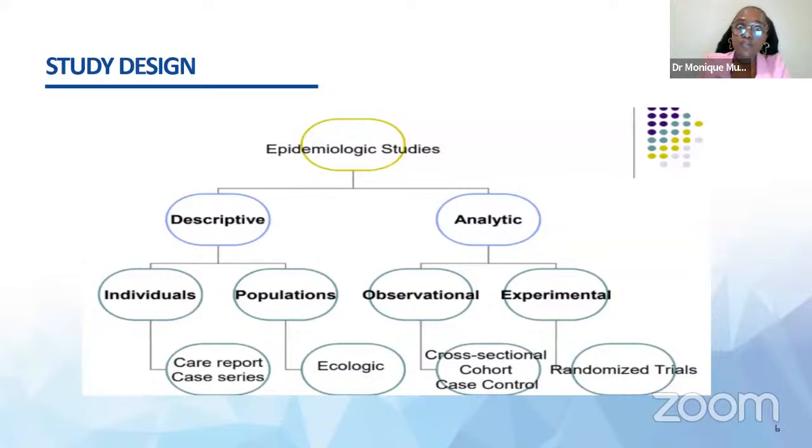The other branch of analytic studies is then experimental studies, of which randomized control trials serve as the gold standard for investigating cause and effect relationships.